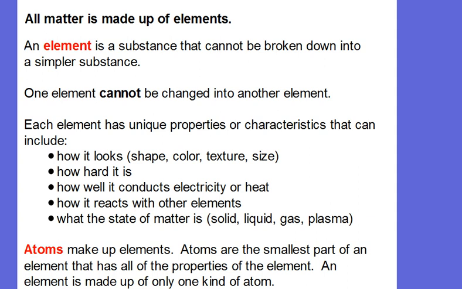Atoms make up elements. Atoms are the smallest part of an element that has all the properties of that element. So, for example, one individual atom of gold would have all the same properties and characteristics as a bar of gold, okay? Because those properties are specific to gold.